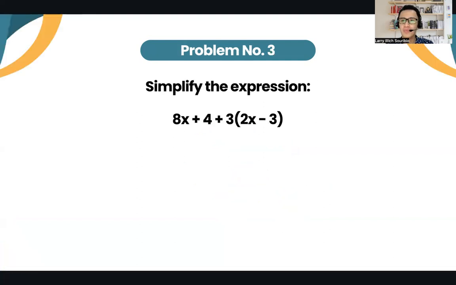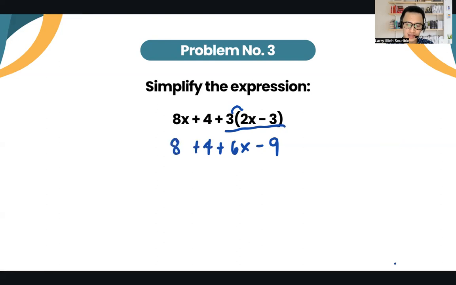We have problem number 3. Simplify the expression 8x plus 4 plus 3 times the quantity 2x minus 3. Same principle applies, but first we need to simplify the expression with the quantity. We have 3 times the quantity 2x minus 3. So we'll just distribute 3. 3 times 2x is 6x. And then 3 times negative 3 is negative 9. Okay? Then we copy everything.